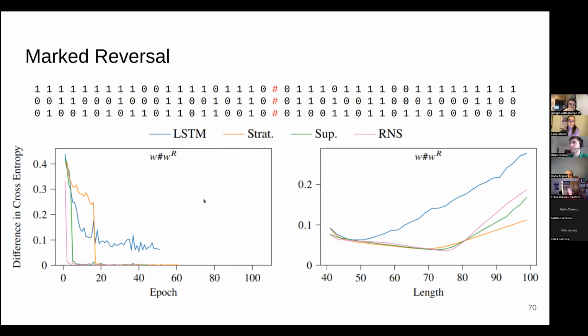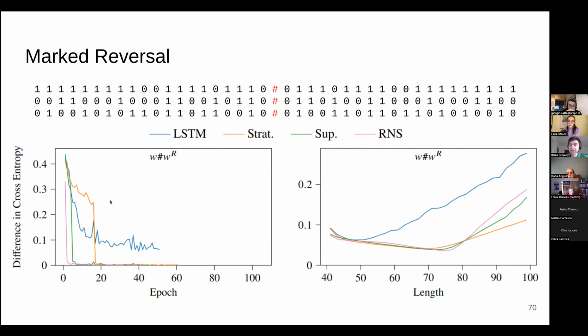All right, so we compared 4 different models: an LSTM baseline, a stratification stack, a superposition stack, and our non-deterministic stack. On the left here, I have a plot which shows the validation cross entropy as a function of training time. And on the right is performance on the test set binned by string length. And again, lower is better.